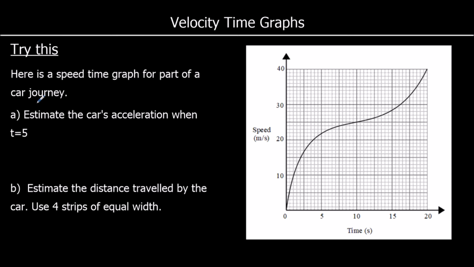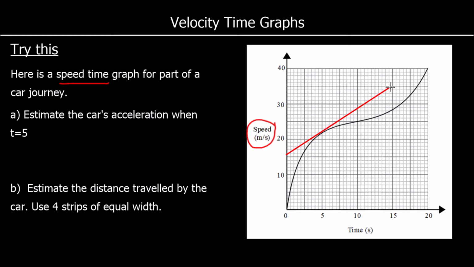And to finish up, one more question. So again, this time it says speed time graph, but we're going to answer it in exactly the same way. So estimate the car's acceleration when t is 5. That means draw a tangent at t is 5. And we're going to work out the gradient of this tangent.